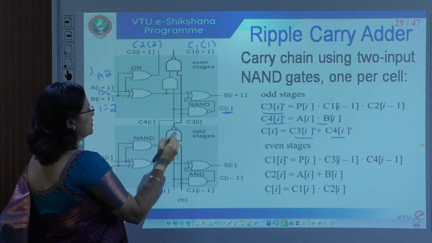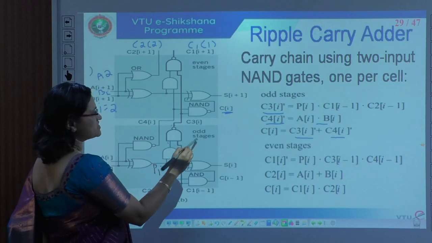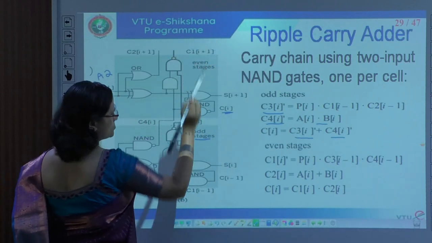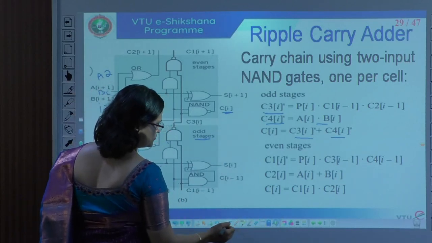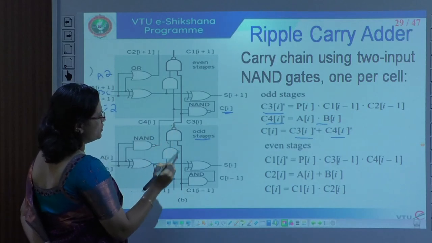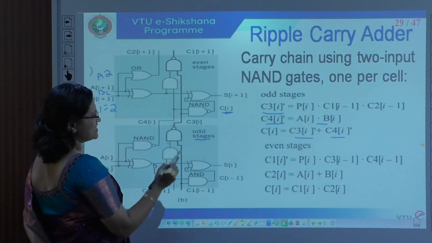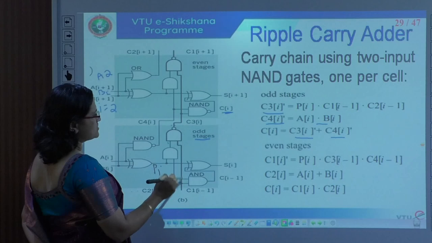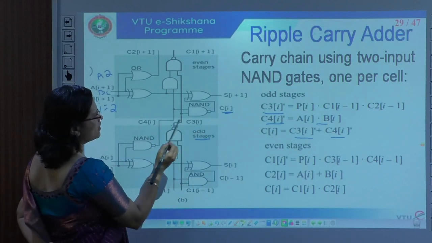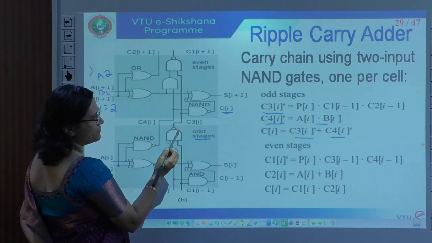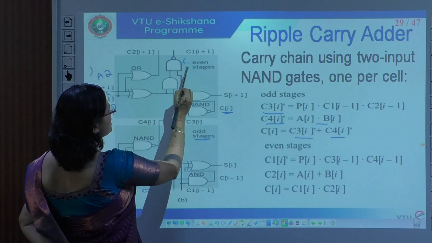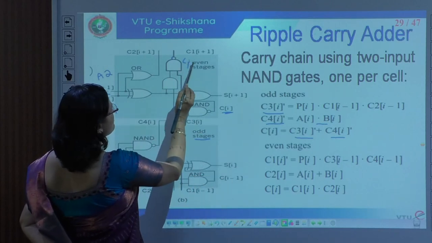Okay, so now the first stage, that is the odd stage, is over, and now the even stage. So the even stage, if you see here, the NAND gate output, we are using NAND gates in every stage, and this bold line indicates it is a fast string line. This fast string line using NAND gates is shown in the bold line here. So this is nothing but your C3 dash, that is C3 complement. There is also a bubble here, so what you are getting here is C1 of I complement.